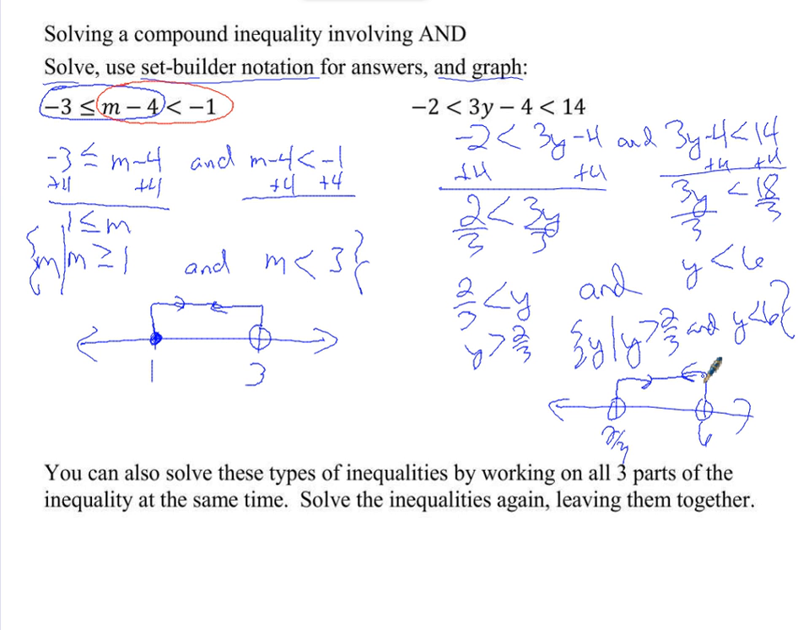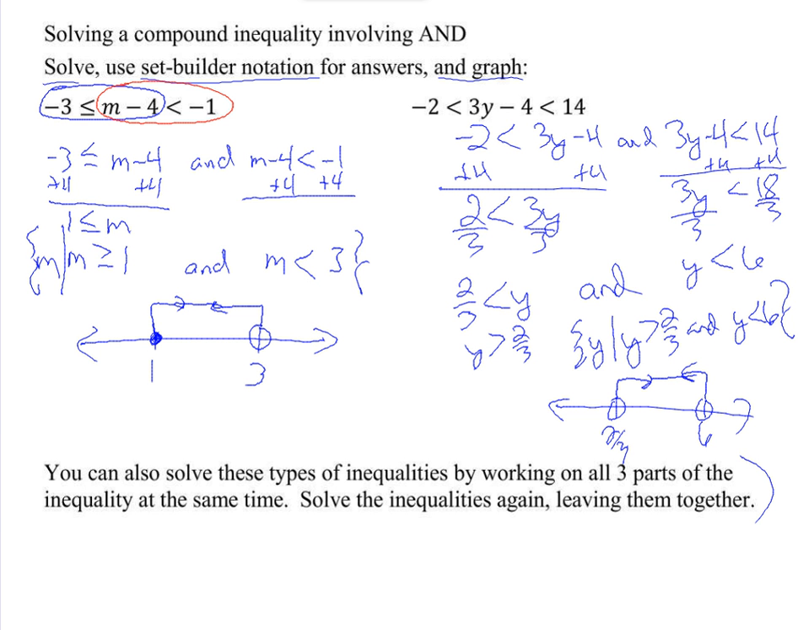If you want to separate them out, you're certainly able to do that. But if you notice the bottom sentence here, you can also solve these types of inequalities by working on all 3 parts of the inequality at the same time. Let's take a look back at these 2 problems that we did. Notice the first thing we did after we separated out was add 4. On the other side, again, we added 4. On this one, we have that minus 4 in the middle. We added 4 on this side and 4 on this one. Then here we divided both sides by 3, and here we divided both sides by 3.